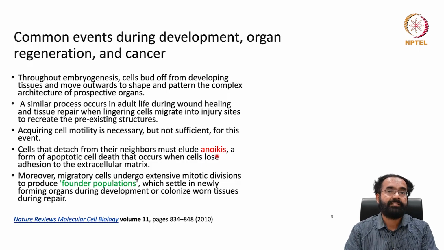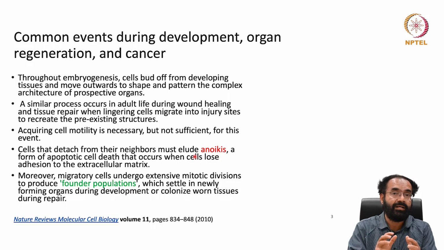It's like you are not ready to move away from your home and you always need support from your parents; then when you move out, you will perish. But during that process, you should develop. Although I am dependent on my parents as of now, I should be self-reliant. I should be standing on my own feet. Then only I can run the show. The cell also has to do this. It has to resist this matrix detachment related anoikis, which is a form of apoptotic cell death.